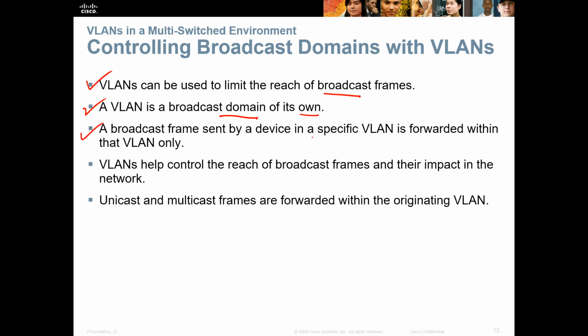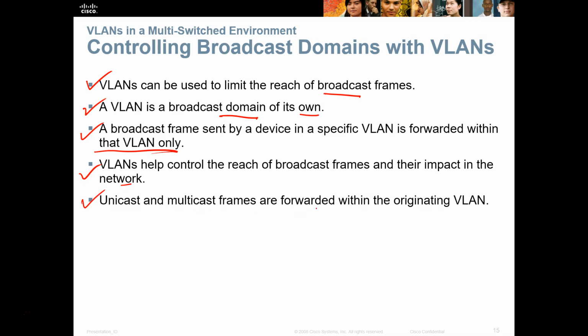A broadcast frame sent by a device in a specific VLAN is forwarded within that VLAN only. VLANs help control the reach of broadcast frames and their impact in the network. Right? You don't want one large broadcast domain with all of your devices on it. It creates too many broadcasts, too much traffic being used just for broadcasts.